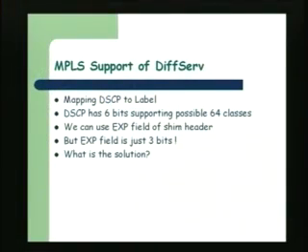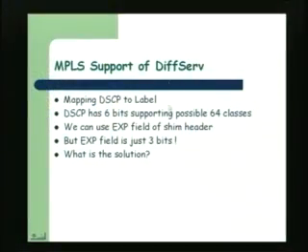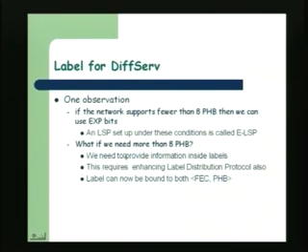As we were discussing, we need to map the DSCP field to the label. Since the DSCP has 6 bits supporting a possible 64 classes, we can use the EXP field of the shim header, but since the EXP field is just 3 bits, what is the solution? One observation is that if the network supports fewer than 8 PHBs, then we can use the EXP bits, and an LSP set up under these conditions is called an eLSP. But what if we need more than 8 PHBs? Then we need to provide information inside the labels.